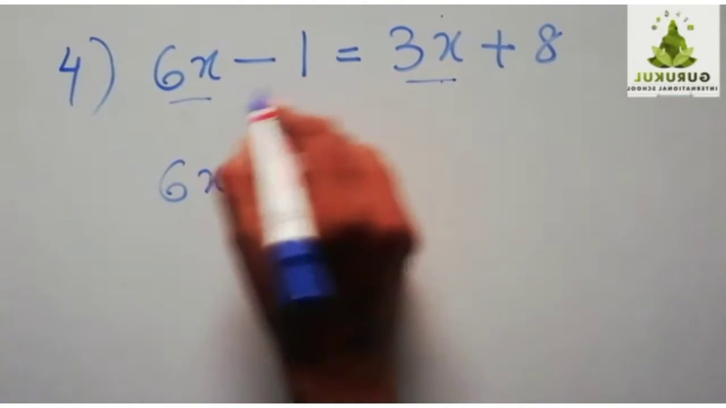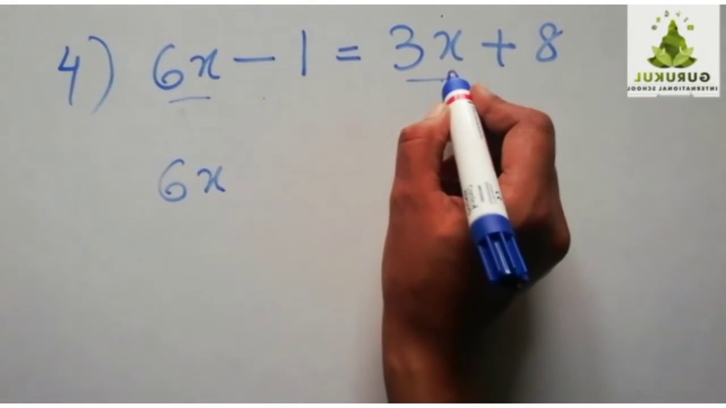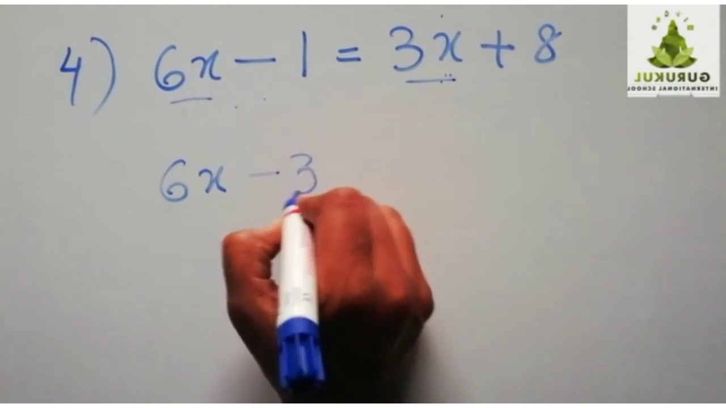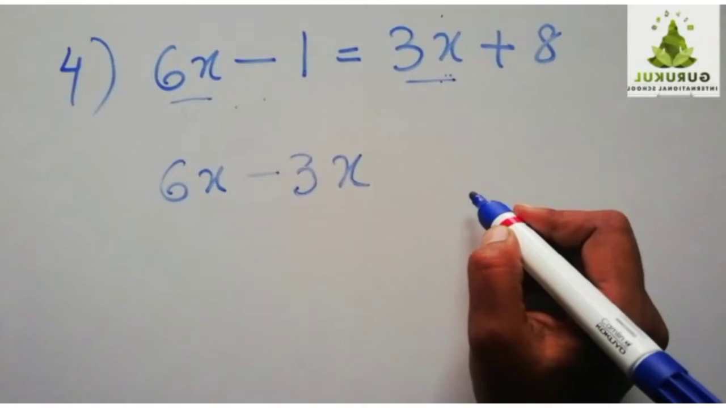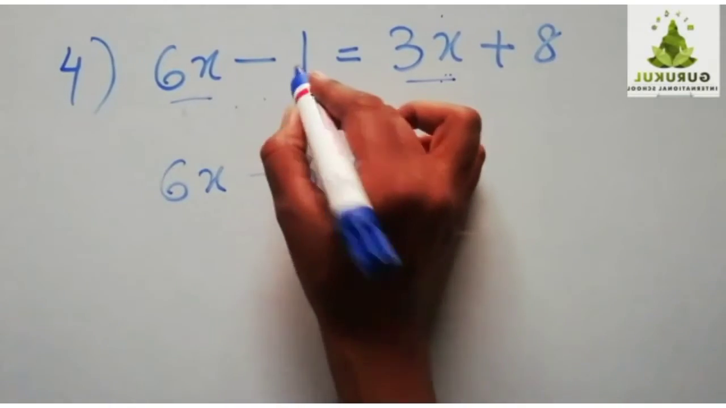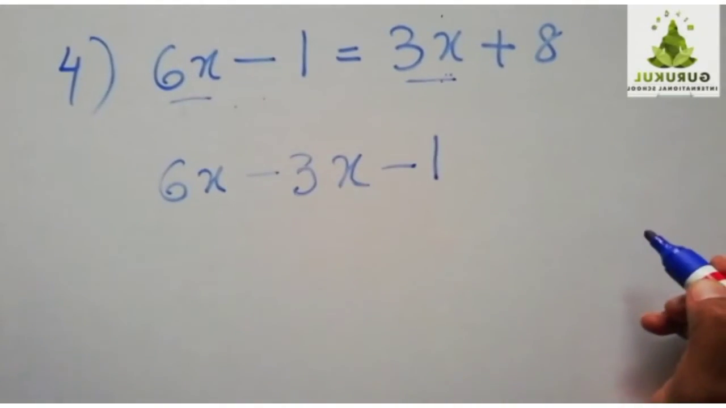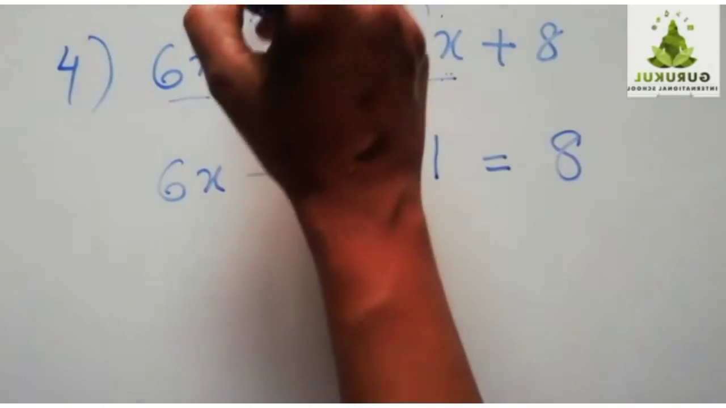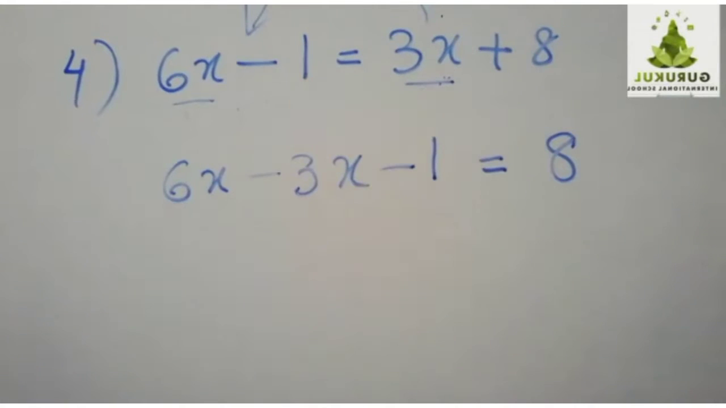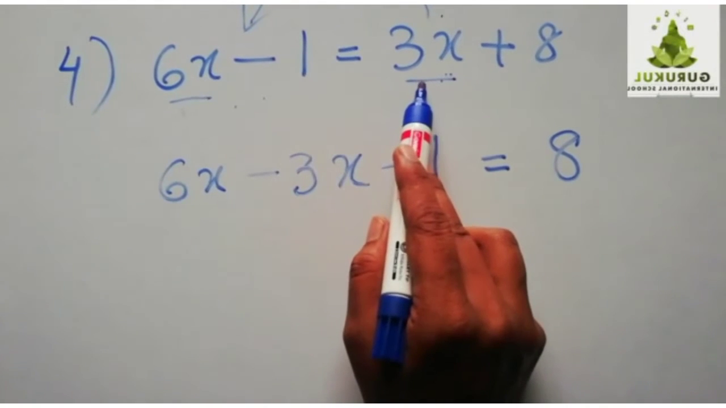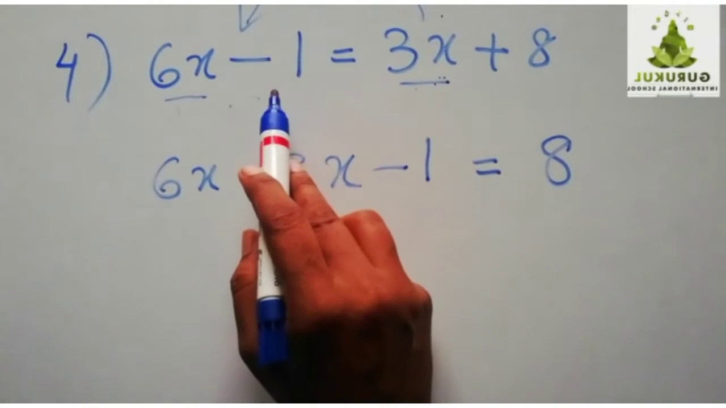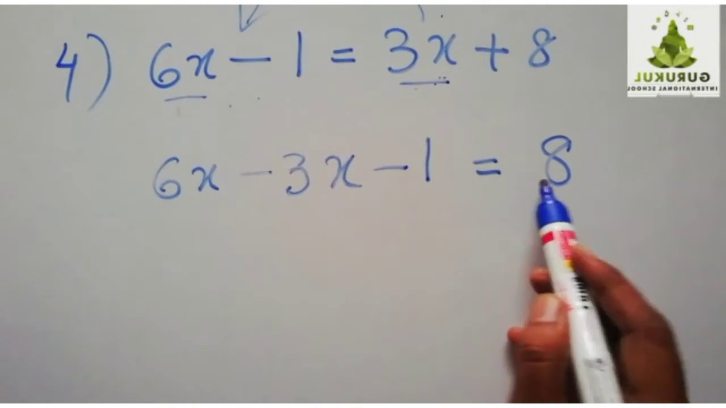So what I will do? See here it is plus 3x. So when it comes to this side of the equal sign, it becomes opposite, minus 3x. Is that clear to you? Now already here minus 1 is there. I will write minus 1 as it is, equals 8. Here this 3x came to this side. Is it clear? Along with 6x, along with the sign, my 3x becomes minus 3x. And here already minus 1 is there, that I kept as it is, and equals 8.